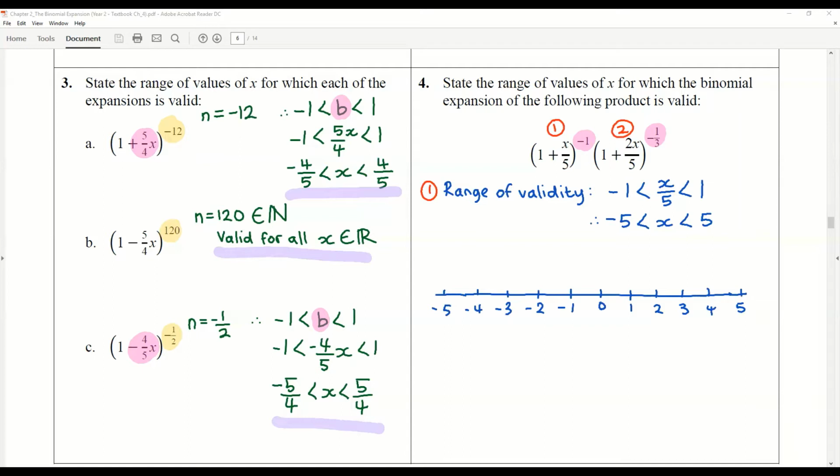So from -5 up to 5, so we can't input 5 or -5, so we use a hollow circle, but everything in between is valid. So that would be for 1. Okay.